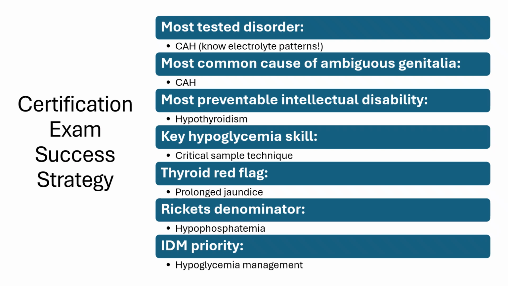Master the critical sample technique for hypoglycemia workup. Recognize prolonged jaundice as a thyroid red flag. Remember, hypophosphatemia, not calcium deficiency, drives rickets in premature infants. For IDMs, hypoglycemia management takes priority over other complications.